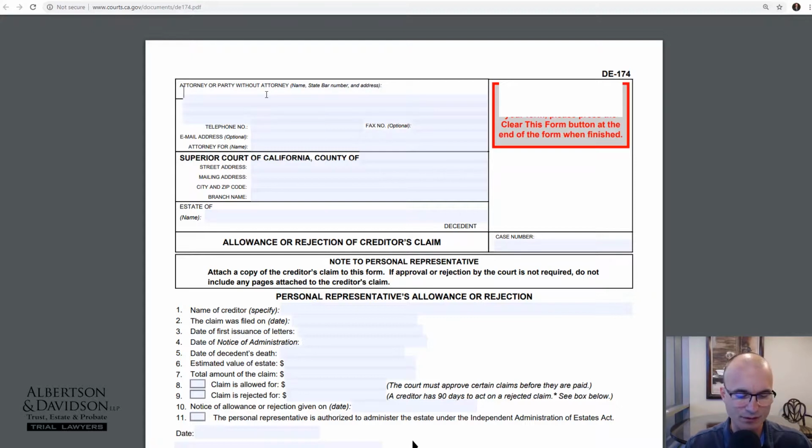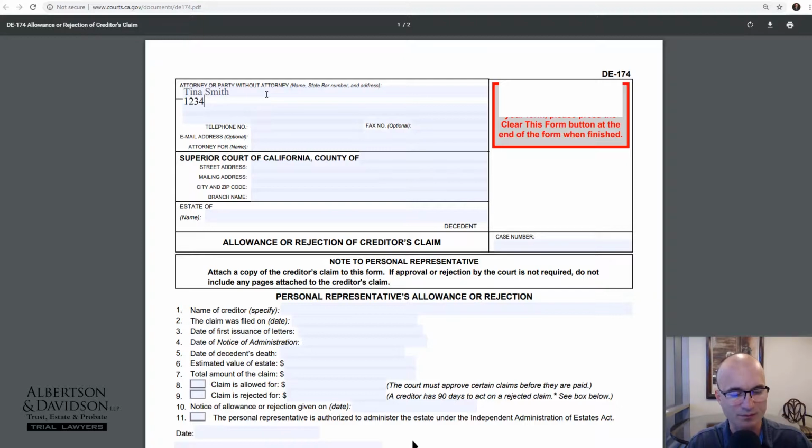So we start off by the personal representative either putting in her own name. In our example, Tina Smith, if she represents herself, we put her name up here. Technically, a personal representative is supposed to have an attorney, but a lot of times people will represent themselves in probate, and the court will allow that. Otherwise, it would be the attorney's name. So if I was filing this on behalf of Tina Smith, then I would just put my name up here and my law firm information. And then again, you have to put the right court that you're in and all the various addresses, depending on what the court addresses are.